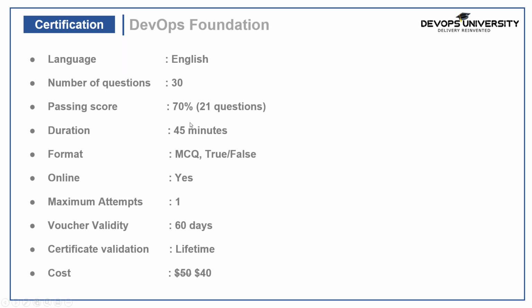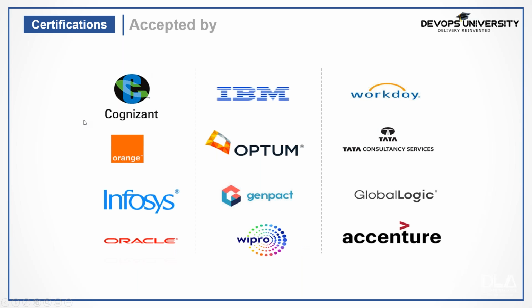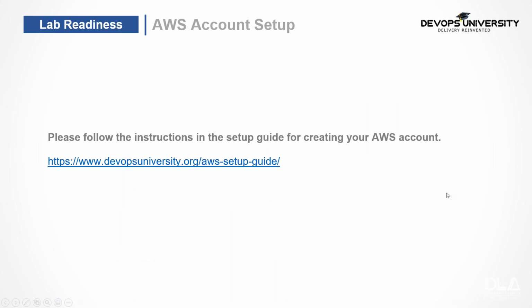As for the certification cost, for your organization we have a corporate tie-up, so you do not need to pay anything because your organization has already paid for this. This is being accepted by a number of organizations. We have listed a couple of them here, like Cognizant, IBM, Optum, Infosys. So these companies are already approving these certificates.